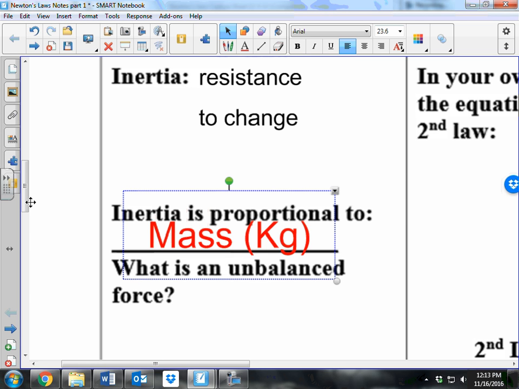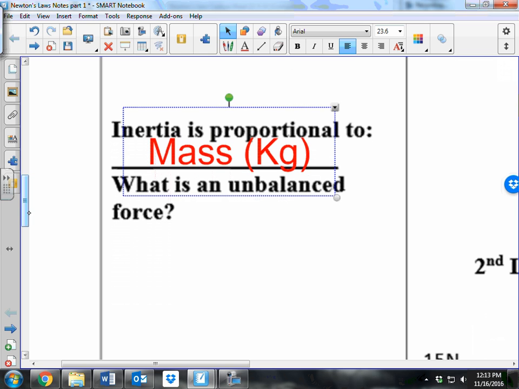For example, if I were to face a linebacker who is twice my weight, he's going to have twice the inertia that I would have to change, and that would be his resistance to change. So I need to change his direction to get out of my way, and I would have to put in twice the effort to do so.